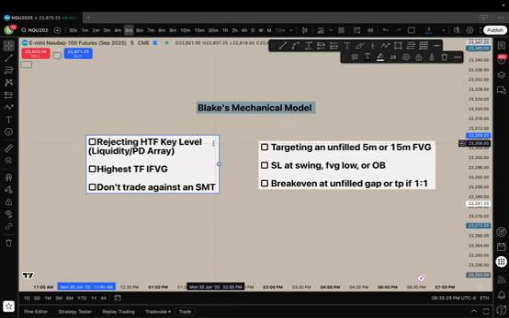Okay? And then stop loss placement is going to be at the swing low, fair value gap low, or OB. I'll go over all that soon, don't worry. And then break even is going to be at your unfilled gap, or you're going to TP if it's a 1-to-1. Okay? Now, again, with the Mech model, it's not going to be very high RR.